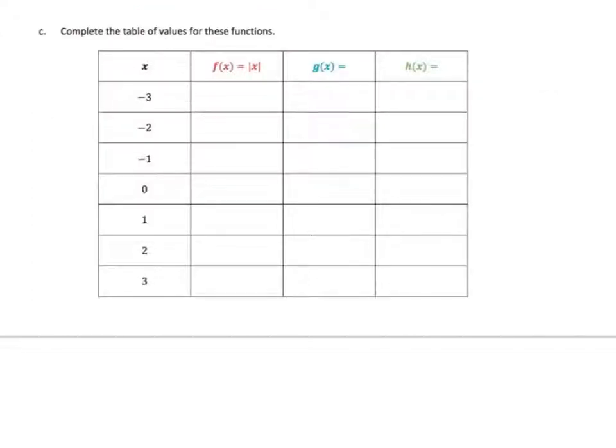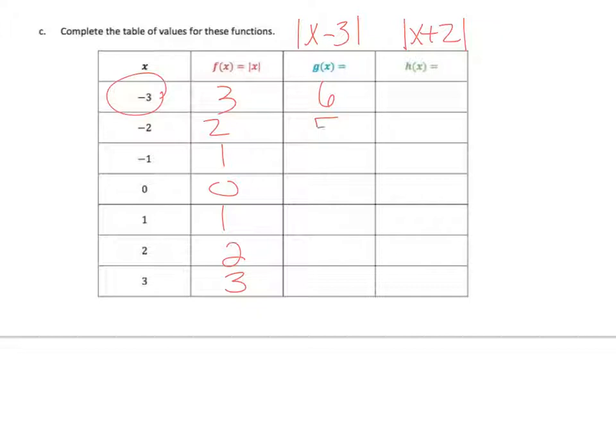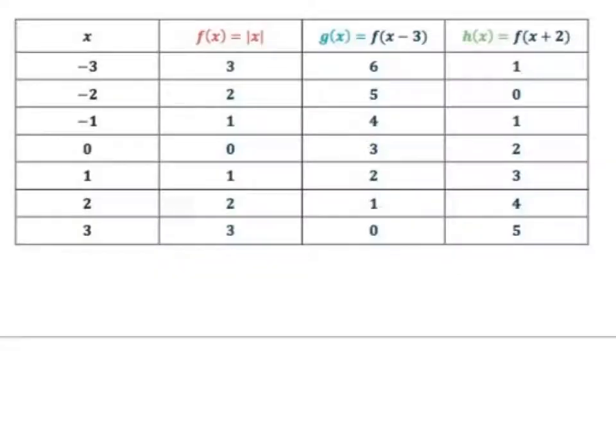Next, you're going to complete the table. The first one is super simple. We're just doing absolute value of everything. And then you are doing g of x, which is absolute value x minus 3, and absolute value x plus 2. So negative 3 minus 3 is negative 6, which is positive 6. Negative 2 minus 3 is negative 5, absolute value positive 5, etc. Looking at the h of x, I get negative 3 plus 2 is negative 1, absolute value is 1. Negative 2 plus 2 is 0, etc. And you see that table fully filled in. Cool. So get those down if you didn't calculate them on your own. I'm trying to save some time and not do all of the basic math with you watching.